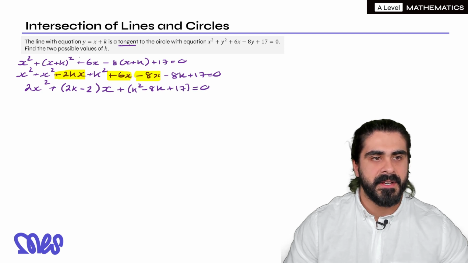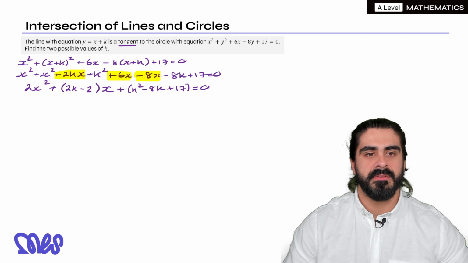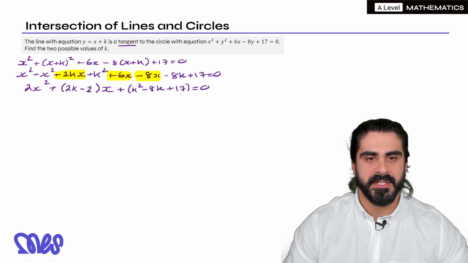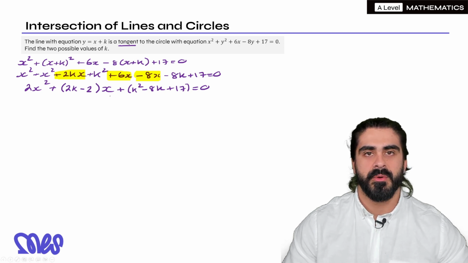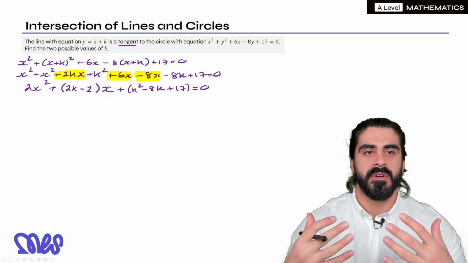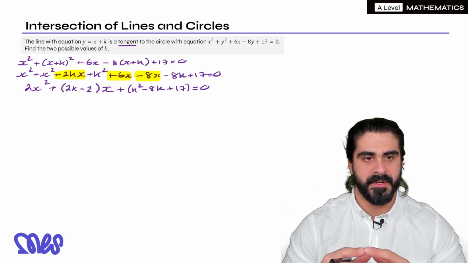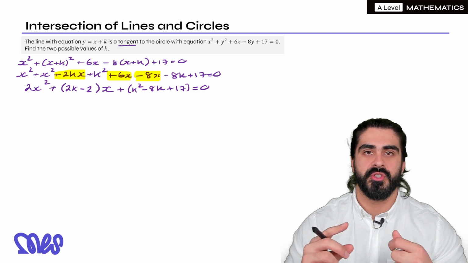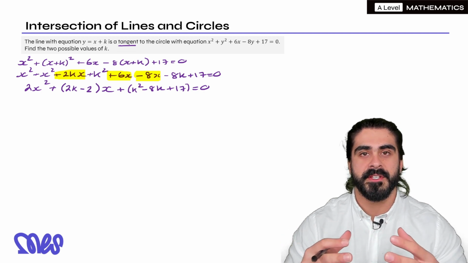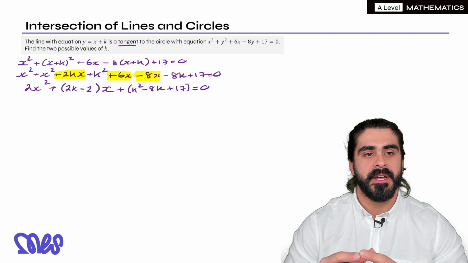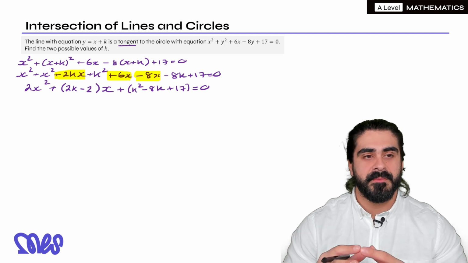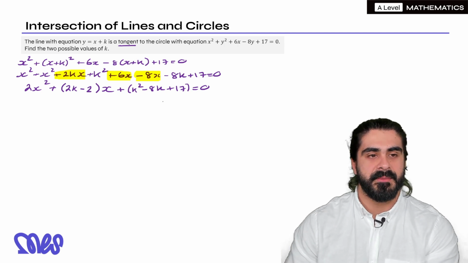Now the next bit is, for it to be a tangent, we have to think, how many solutions is this quadratic supposed to have? Well, we just said that a tangent meets a circle once. So this quadratic can only have one solution, which should remind you of one of the previous episodes, the discriminant. What does the discriminant have to be? For one solution, it has to be 0.